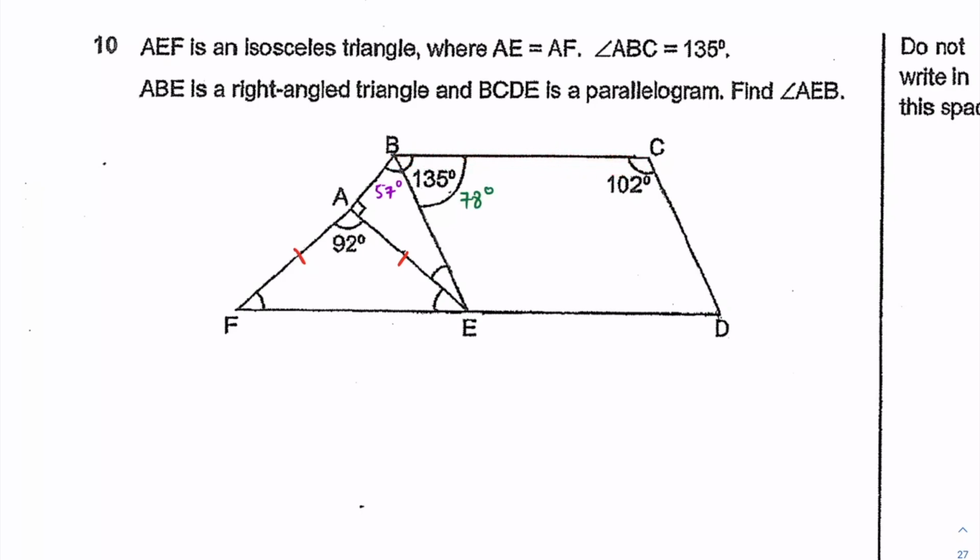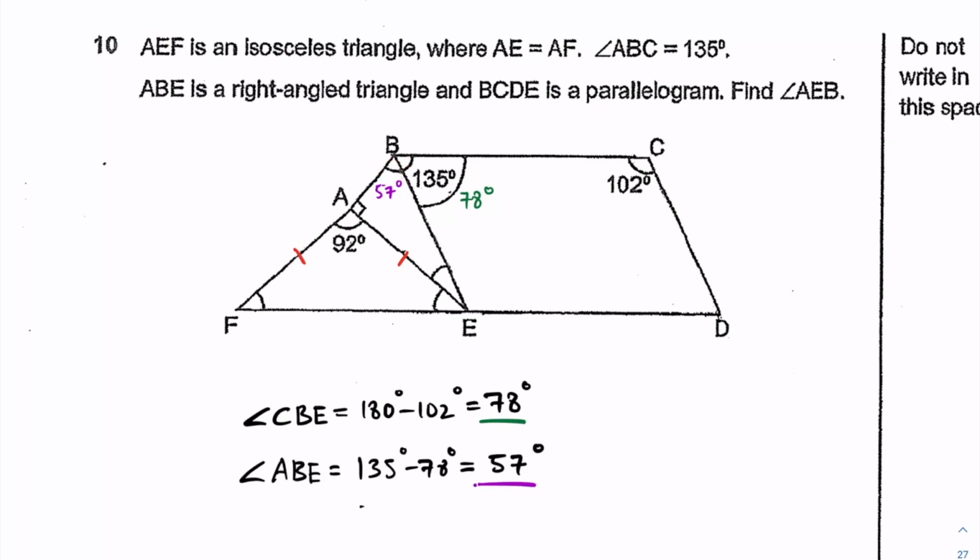Anyway, first step is I'm going to find what CBE is. CBE is here, which is 180 minus 102. This is 78. This angle is 78. Okay, since this angle is 135, we can take 135 minus 78, giving me 57 here. All right, so this is a useful 90 degrees. So AEB is therefore 180 minus 90 minus 57, giving us 33 for the answer.